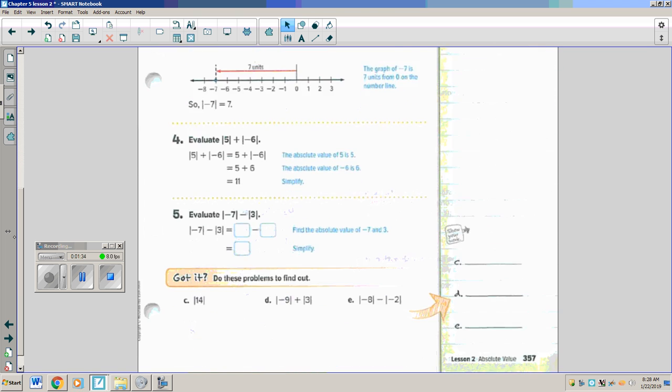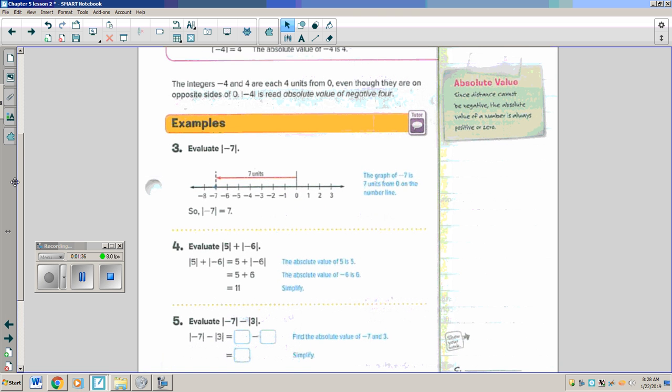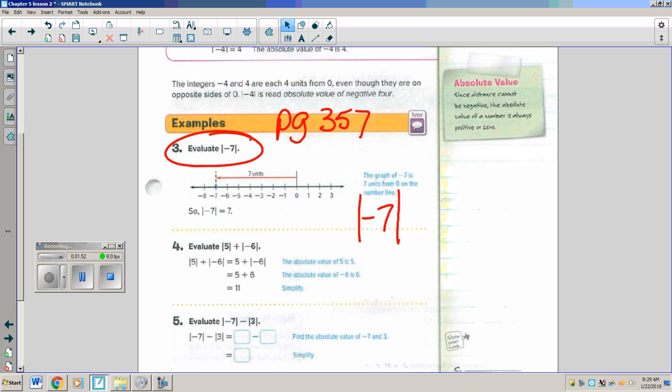Now, on the next page, we're getting into absolute value. On page 357, we're going to evaluate the absolute value of -7. You will see the signs like this. So when we write -7, we want the absolute value. The 2 parallel lines, left and right of the number, that means absolute value. So the absolute value of -7 is 7, because it takes 7 steps to get to 0.